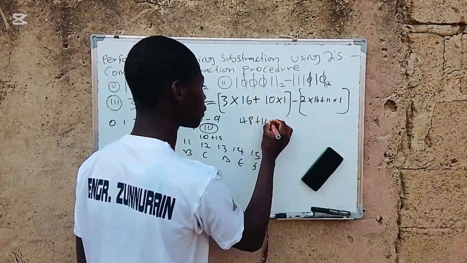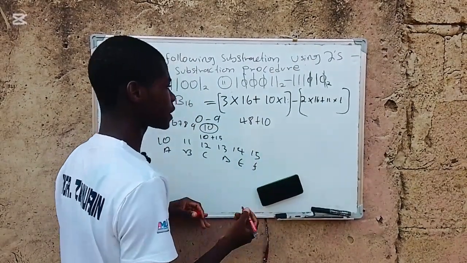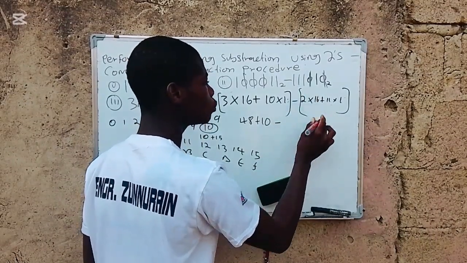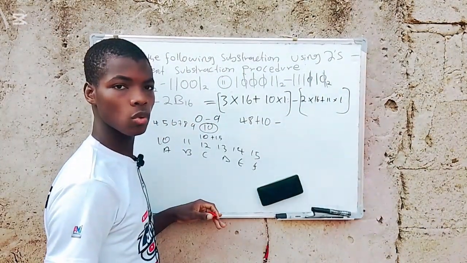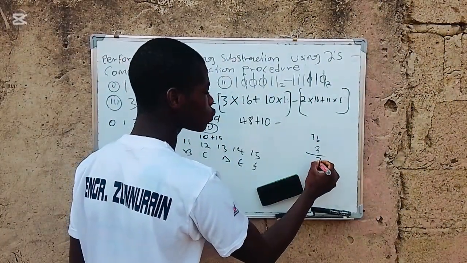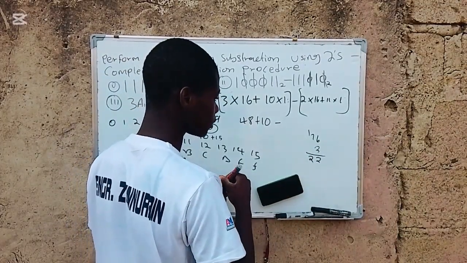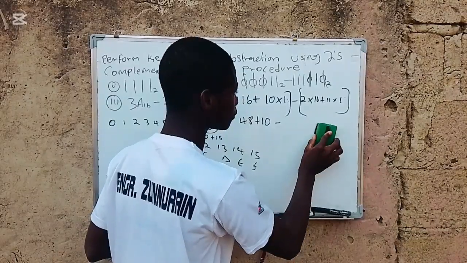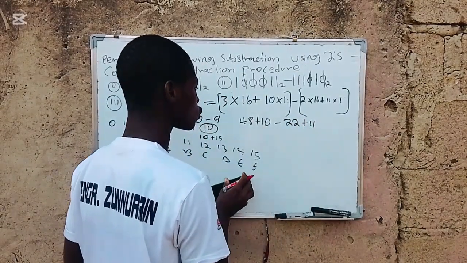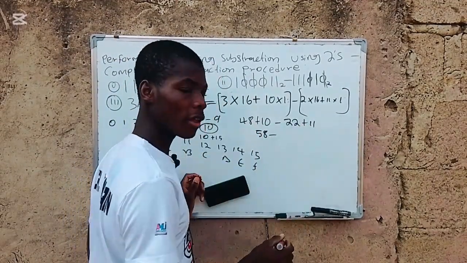So if I say this multiplied by this, I will get 48 plus 10. Yes, I will get 48 plus 10. The next thing is minus 2 multiplied by 16. If I say 16 multiplied by 2, 6 multiplied by 2 gives me 12, carry 1. So it will be 22 plus 11. So this will become 58 minus what?